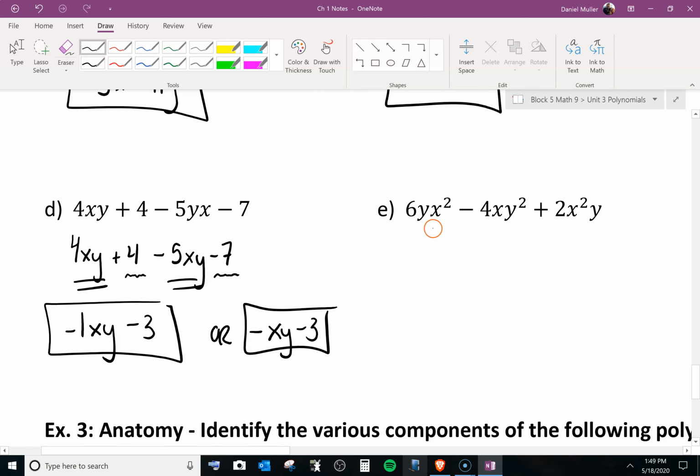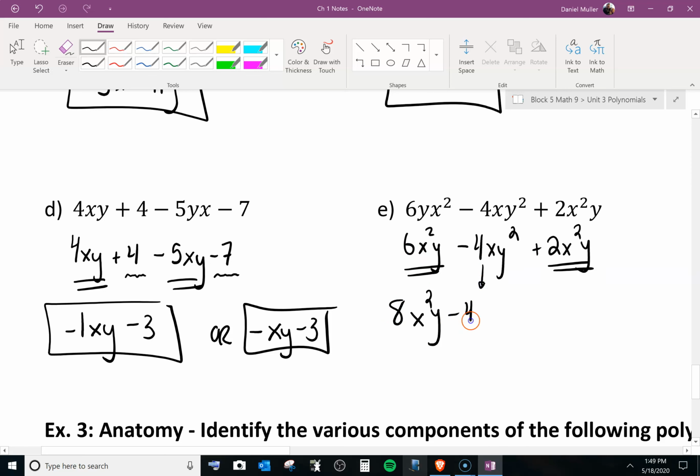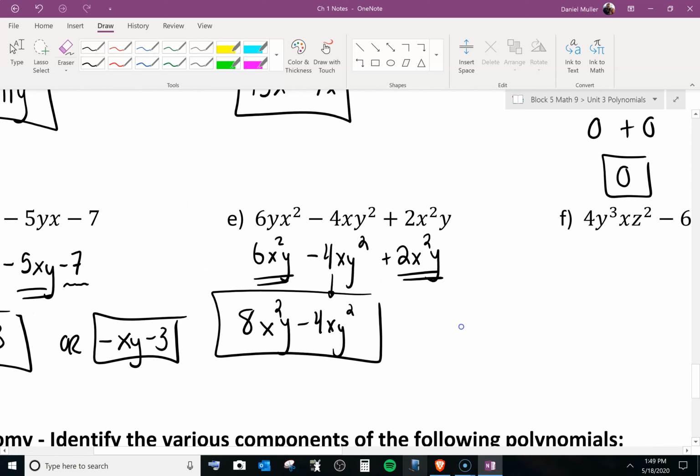D had some rearranging, so now E, 6, and then we gotta do the x squared, then the y, minus 4, that looks okay, that's already in the right order, plus 2, that's also in the right order. So which ones are exactly alike? So the x squared y and the x squared y, and this one does not count. So how many x squared y's do we have? We have a 6 plus a 2, which is a total of 8. And then we have to carry this thing down here, minus 4xy squared. To rearrange it, find the ones that are identical, and then combine like terms.